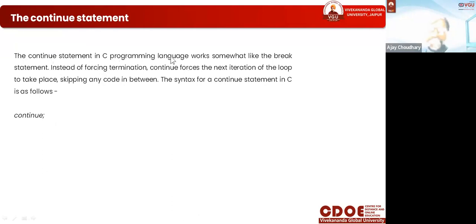The continue statement in the C programming language works somewhat like the break statement. Instead of forcing termination, continue forces the next iteration of the loop. So if we use continue instead of break, that means we will not execute the part after that. So it is not forcing the code to exit from the loop. It's just guiding. Just guiding.